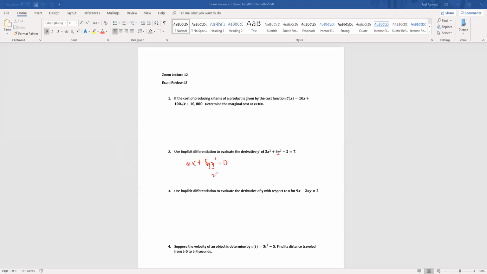And if I want to get y prime by itself, I will subtract 6x from both sides. That will leave me -6x on the right side. And then to get y prime by itself, the next step would be to divide by 8y. And 6 and 8 are both divisible by 2, so I could actually reduce this down to -3x over 4y. Now you tell me what x and y are, and I'll plug those in, and I can tell you the derivative at that particular point.